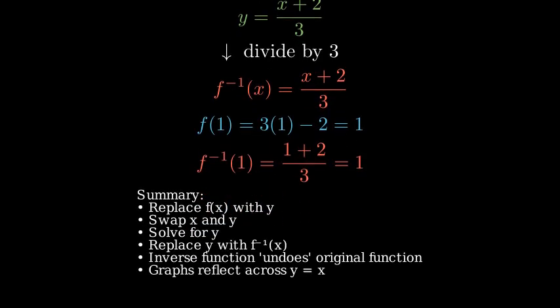To summarize, to find the inverse of a function, we 1. Replace f(x) with y, 2. Swap x and y, 3. Solve for y, and 4. Replace y with f inverse of x. The inverse function undoes what the original function does, and when graphed, it's a reflection of the original function across the line y = x.